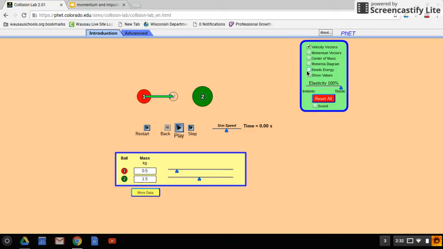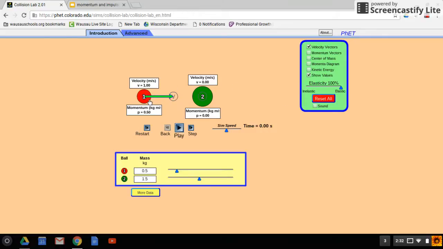Any predictions? Let's show the values here. This ball's velocity is 1. This ball's velocity is 0. This ball's mass is 0.5, so its momentum is 0.5 times 1. So think about the momentum before. The total momentum before the collision is 0.5. After the collision, it all should be 0.5.